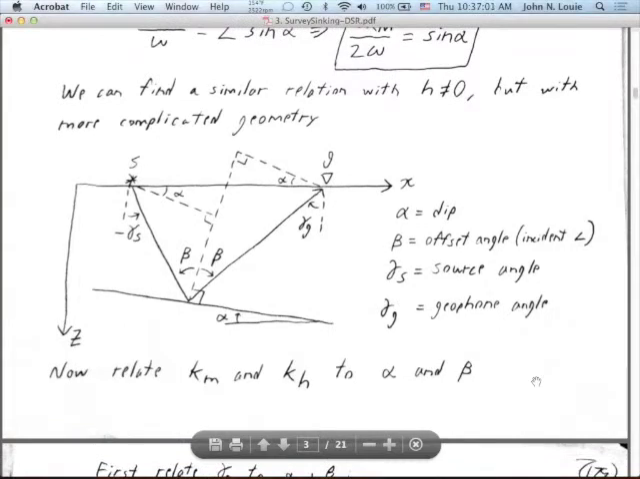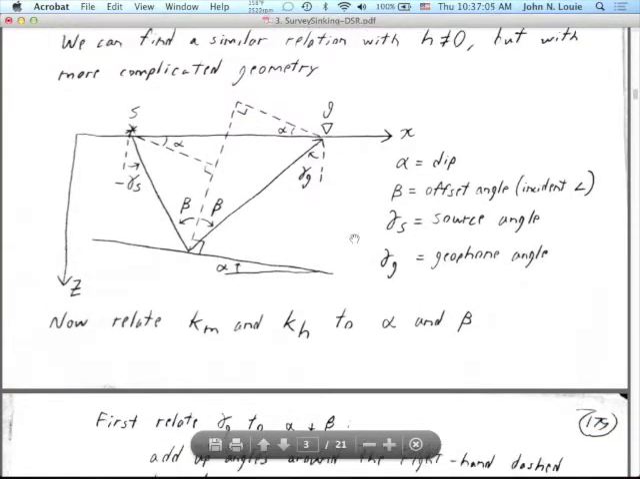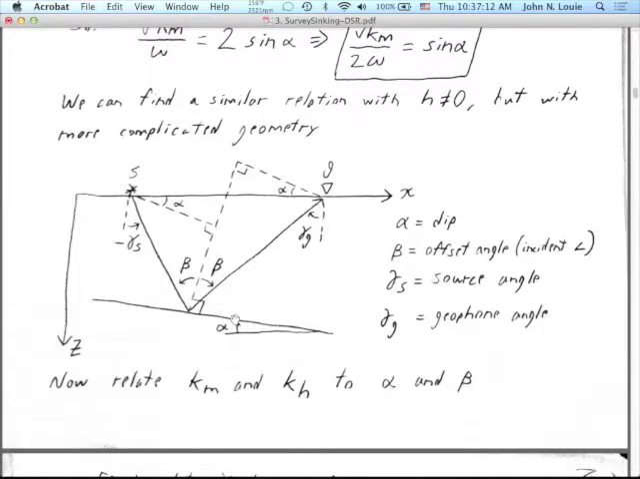So I want to show you Clayton's geometric analysis here. We have the same situation, dip alpha, and I don't really have to make it small. Alpha doesn't have to be small or anything. It has to be less than 90 degrees for this to work, and we're looking above it.